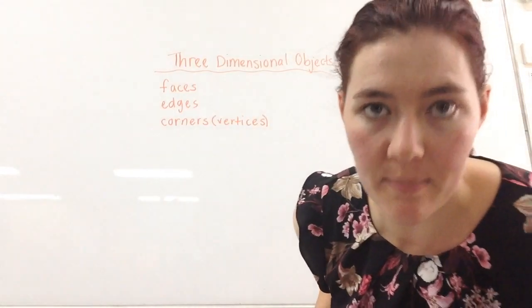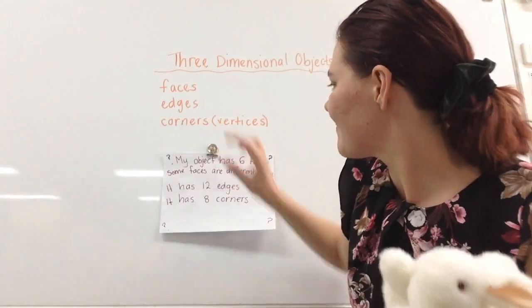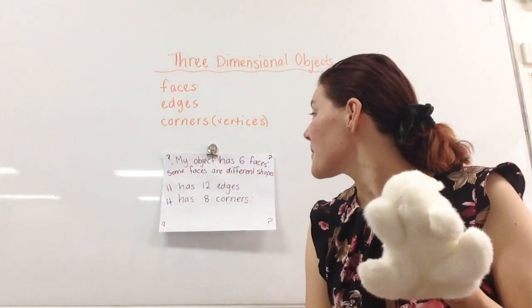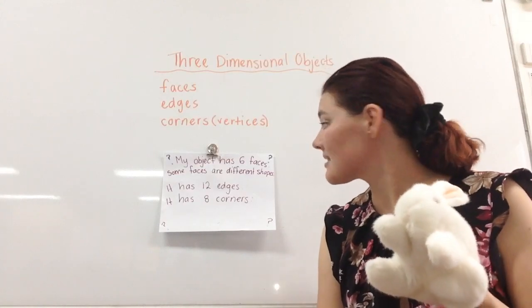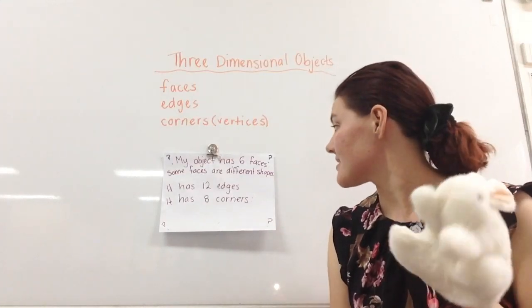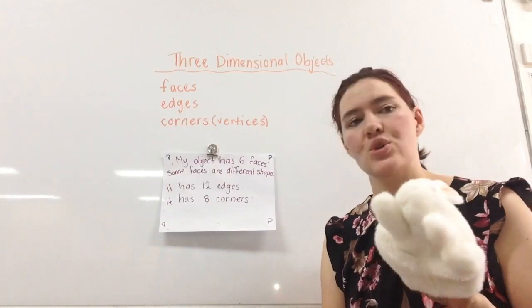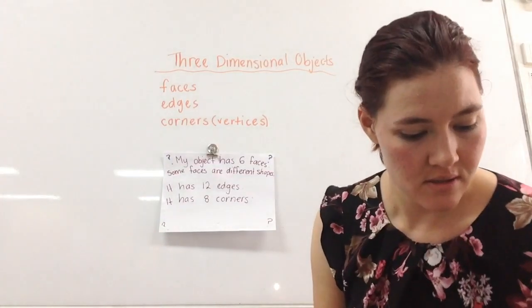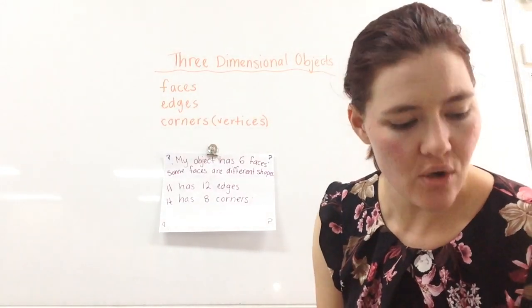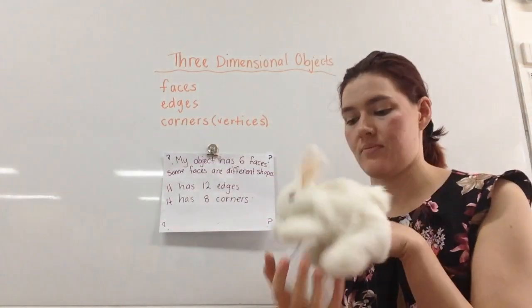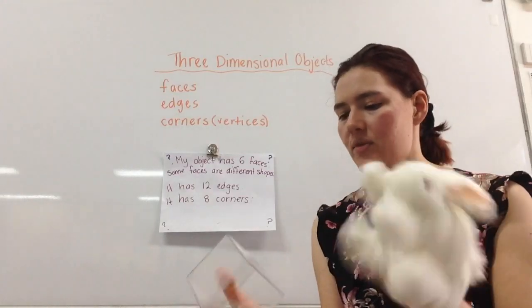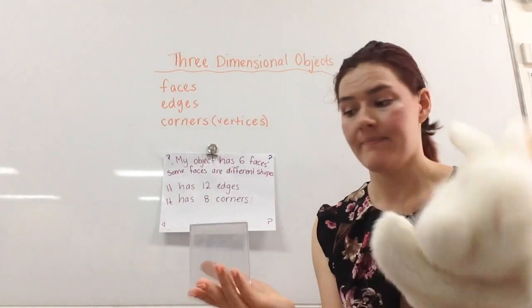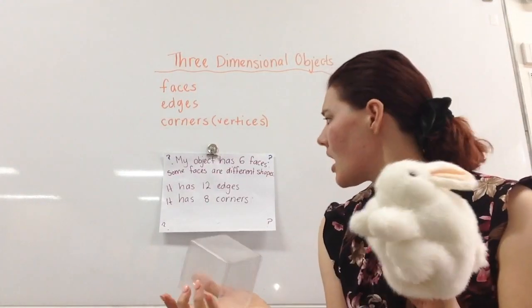Let's see if we can trick him on this one. Okay, my object has 6 faces. Some of the faces are different shapes. It has 12 edges and it has 8 corners. Ooh, I think he knows some of these features. Oh, you've given me a cube, Bunny. Oh, he's excited. I think he's got it. Oh, let's have a look.